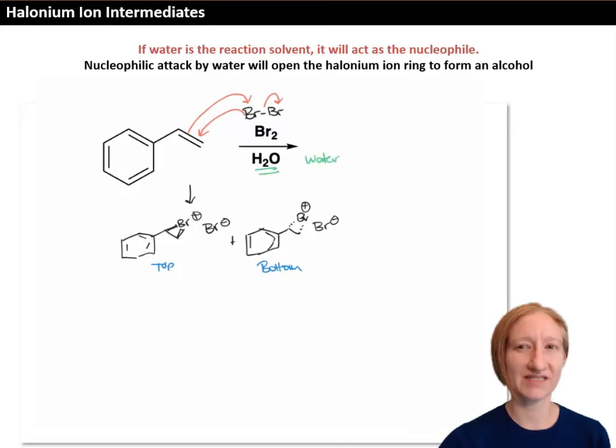From here, instead of the bromide anion opening the ring, now water will open the ring. And that's because when water is the solvent, we have so much of it around that it will easily outcompete the bromide. So water will open the ring, and it will attack the more substituted carbon, the carbon that would better stabilize a carbocation. That's the carbon that will be most electrophilic, and so that's the carbon that will be most readily attacked by the nucleophile.